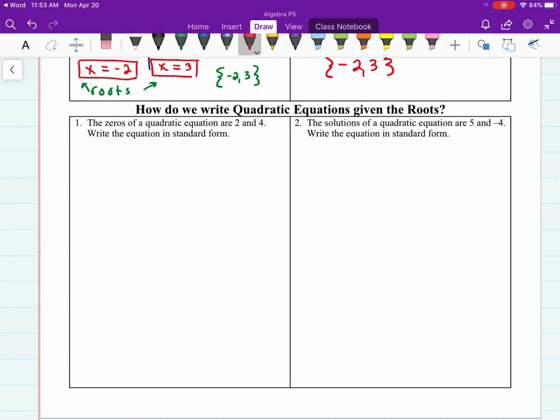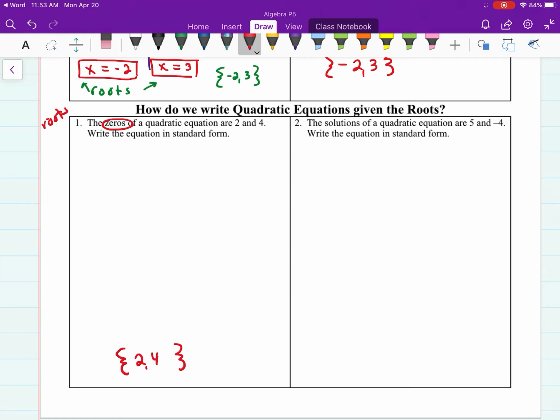It says the zeros of a quadratic equation are 2 and 4. Write the equation in standard form. So if I'm already giving you the zeros, which again, zeros is just another word for roots, this is kind of backwards. Instead of me giving you a quadratic equation to solve and asking you to find the roots, now I'm giving you the roots, and I want you to make the equation. So we're going to start down here at the bottom, and say, all right, I already know what the answers are. The roots are 2 and 4.